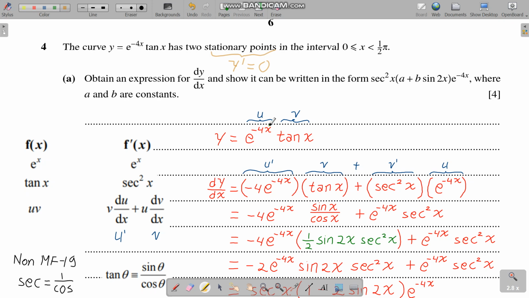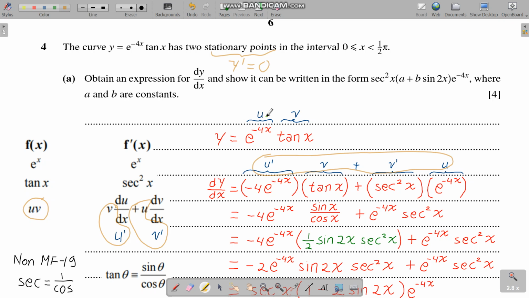To find y prime, we have a multiplication, u times v. According to the MF19 formula, the derivative of u times v is u prime v plus v prime u. So just like this, u prime v plus v prime u.